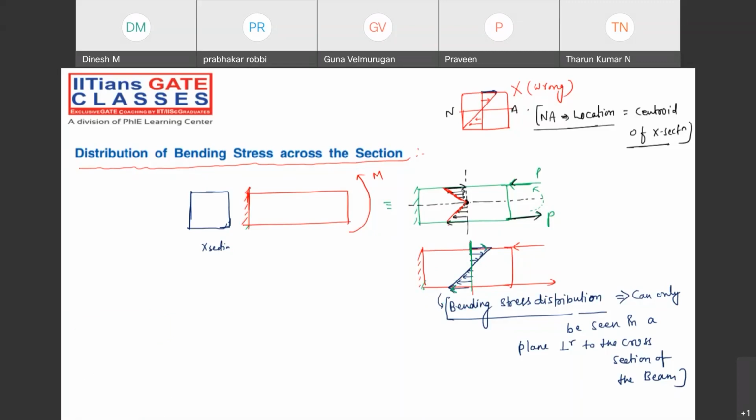Now, once it is done, then please let me know. Distribution is very important, highly important. The top fiber will be under compression, and the bottom fiber will be under tension. There's no doubt.